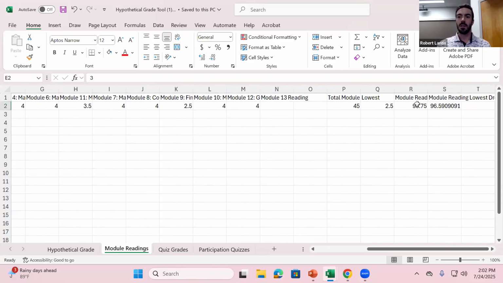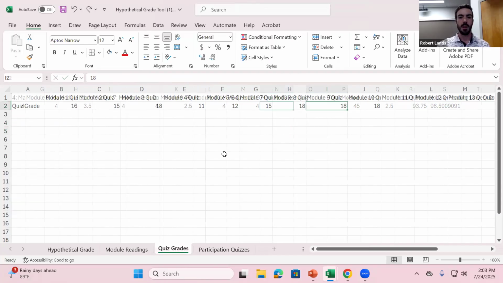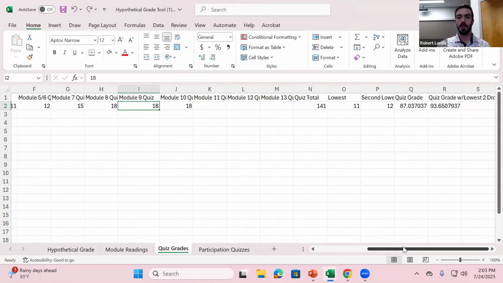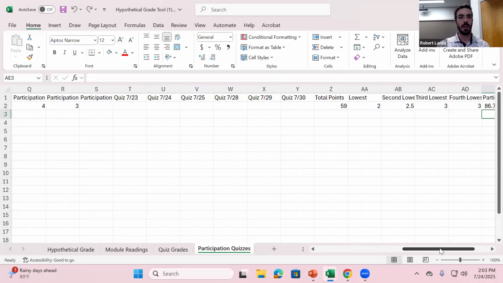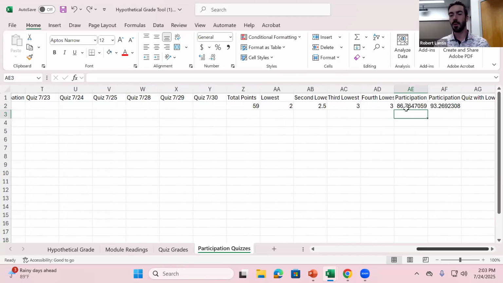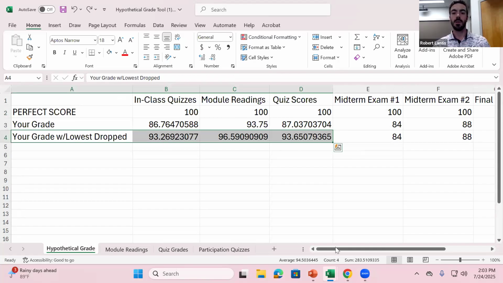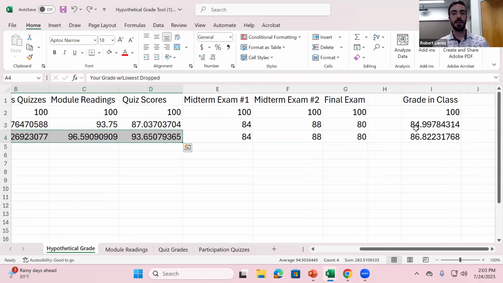What this does is show you what your current grade should look like on Canvas. Here's what your grade would be after that lowest module reading is dropped. If you put in new module readings, it updates those for you. Same thing with the quizzes. It shows what your quiz grade would look like on Canvas with the lowest 2 dropped. And then participation scores, we still have a lot of those left to fill in, but it would calculate up to this point what your current participation quiz score is, and then with the 4 lowest dropped. Then it uses those values to come up with what your current grade in the class is.